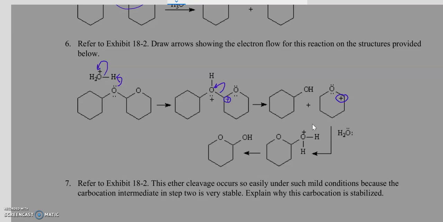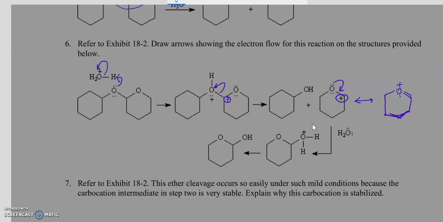So why is this preferred? Because there's a stability provided by this oxygen, so you can make a double bond right there. Right, this is the resonance structure. So we have a resonance structure here with this oxygen. So it's stabilized.